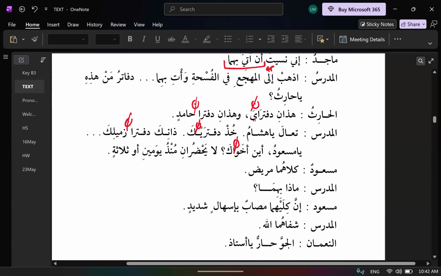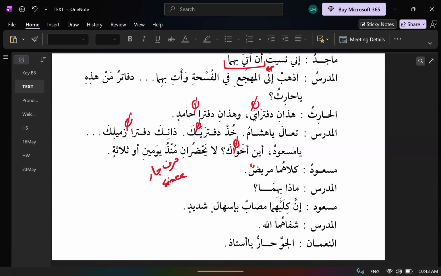Munzu is a harf jar. Remember that munz is a harf, not a zarf. Sometimes in my mind also comes that it should be zarf, but no, it's a harf jar. So what is the yawmani, meaning yeah, again? Since. Munz is since. Masood says, "Kilahuma maridun." Notice that it is not kilahuma maridani. Kilahuma maridun. They are both sick.